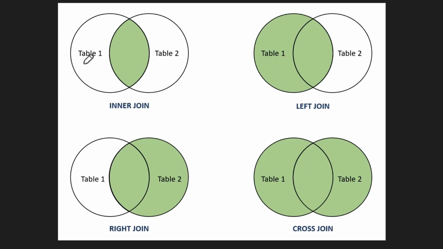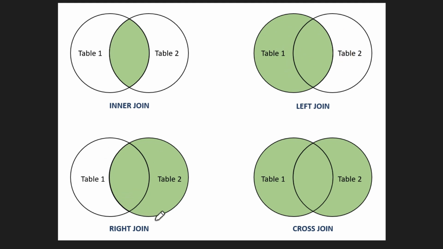For example, you have two tables, table 1 and table 2. If you use an inner join, what will happen? Using an inner join, we will get only the records that are common in both. But using a left join, all the records from the left table will be selected and only the common records from the right table will get selected. As you can see on the screen.